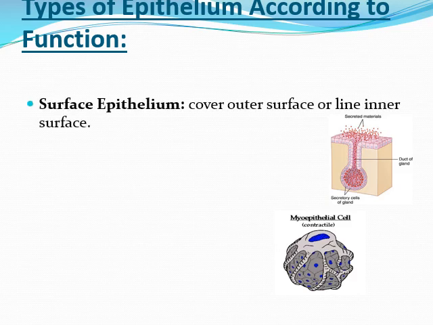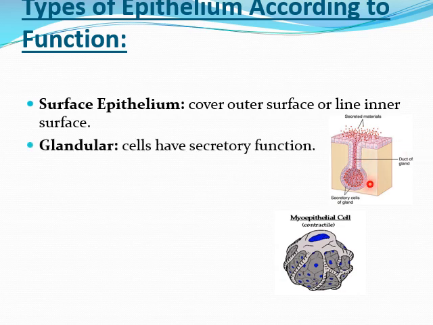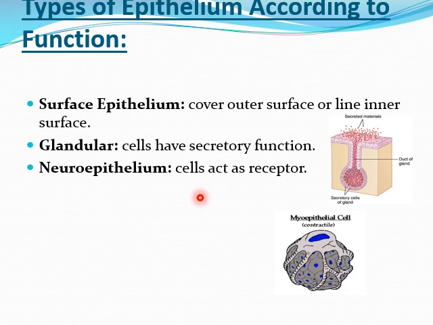The epithelium is either surface epithelium that covers or lines a surface, or glandular epithelium that forms glands, or neuroepithelium that acts as a receptor, or myoepithelium that contracts. This is acini of a gland, and this is the myoepithelial cell. As you can see here, it is branched and it contains actin and myosin. When it's squeezed, it releases the content into the lumen.